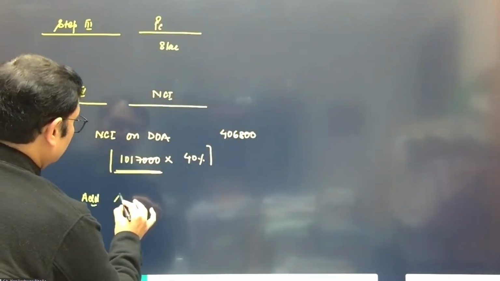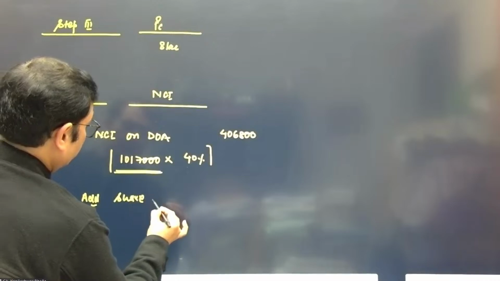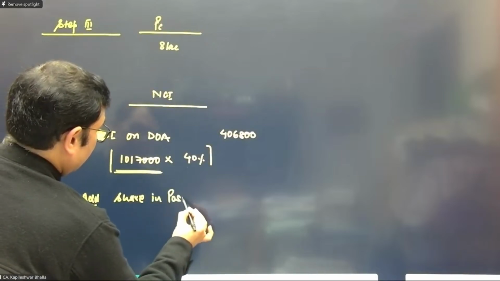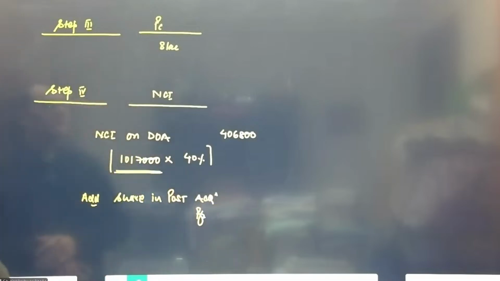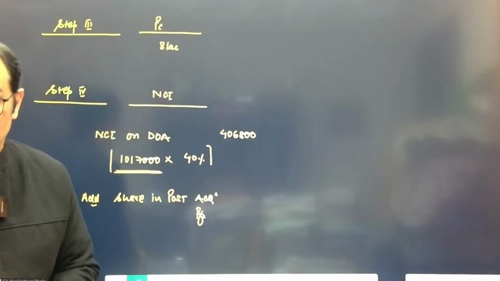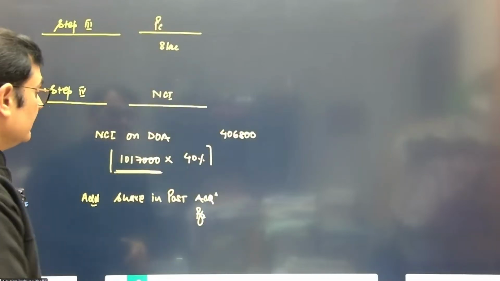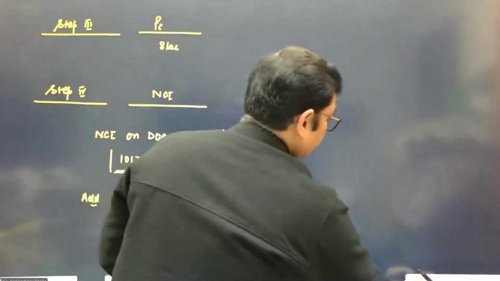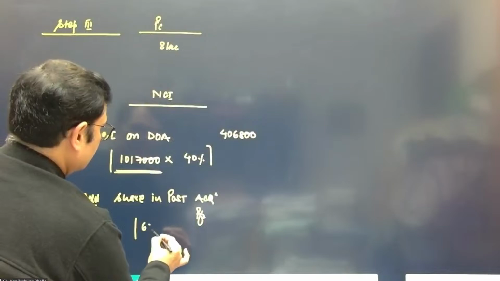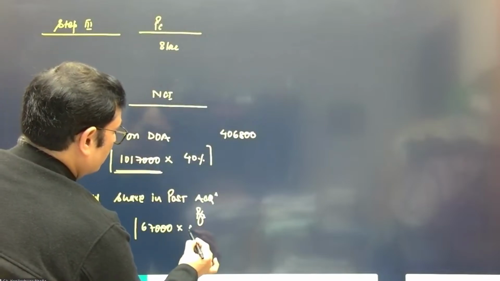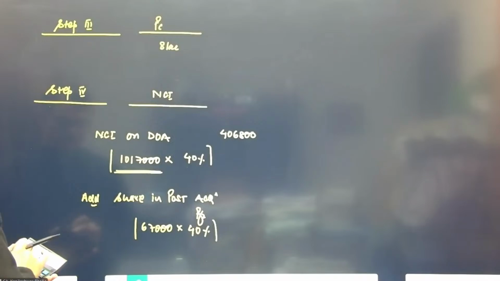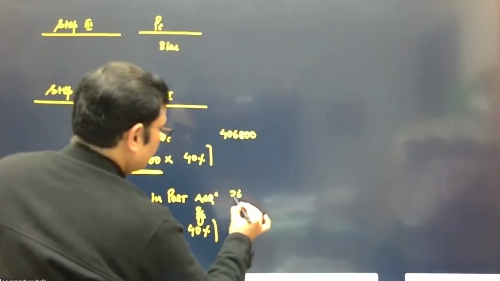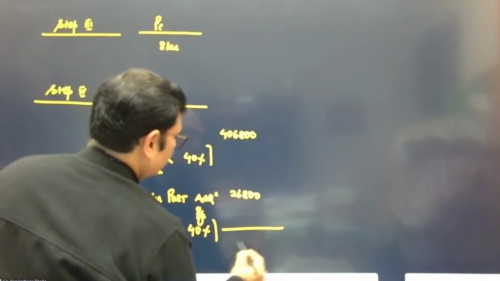And then add the share in post-acquisition profits. And you'll see something wonderful coming ahead very soon as well. So what was the post-acquisition earnings? 67,000, and 40% of this belongs to the NCI. 26,800. This will give us the amount of NCI.